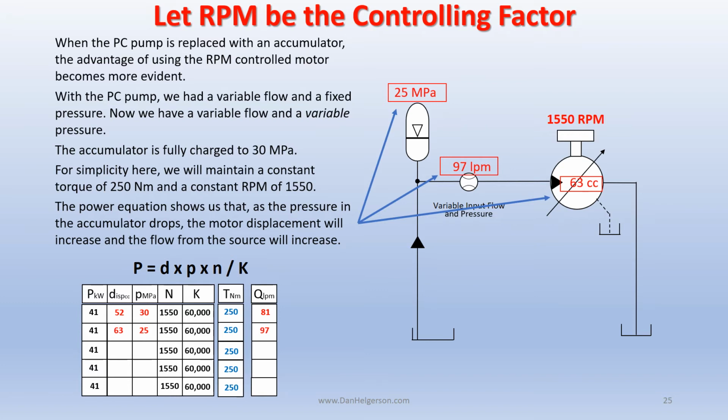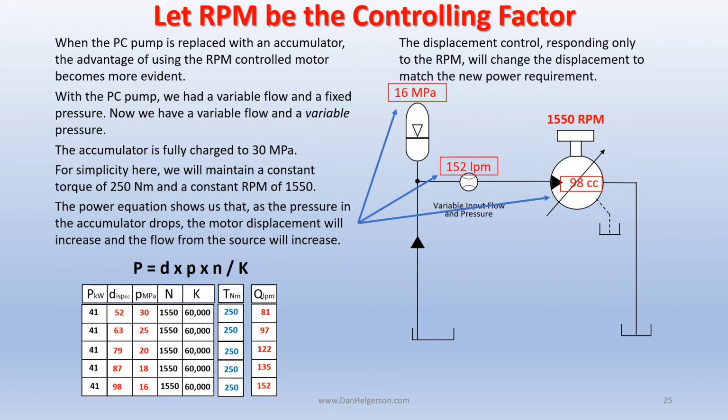As I begin to drain the accumulator, when I arrive at 25 megapascals, I find that I had to increase my displacement to 63 cc's, and I'm now drawing 97 liters per minute from my source. And this process continues until I get all the way down to where I only have 16 megapascals available. I have increased my displacement up to 98 cc's, and I'm drawing 152 liters per minute from my source.